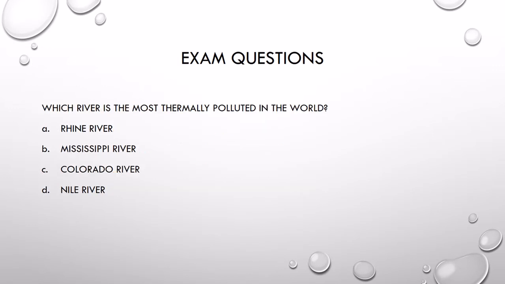Another question, which river is the most thermally polluted in the world? Answer choice A is correct, the Rhine River. While the Mississippi River has the most heat emissions put into it, the Rhine River has the highest temperature increase due to thermal pollution.